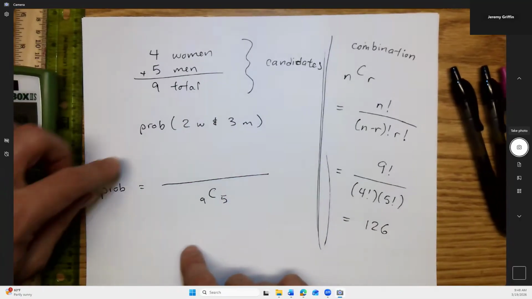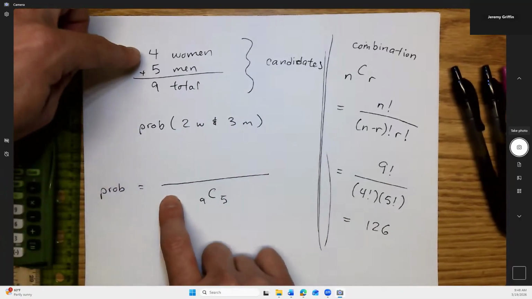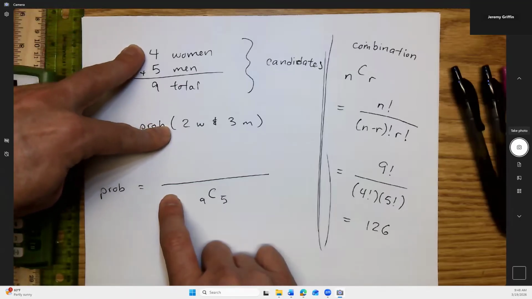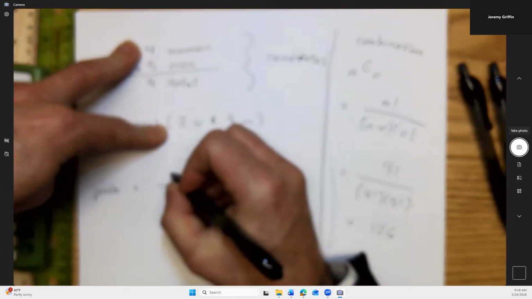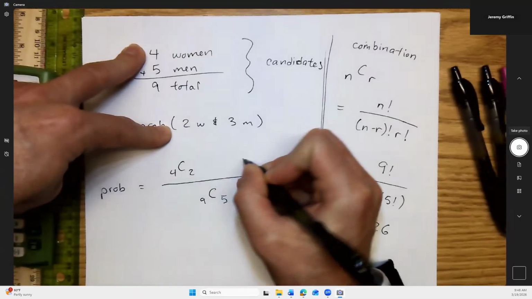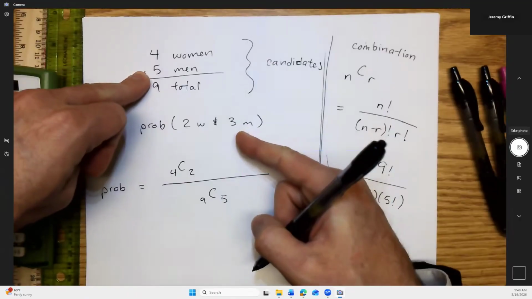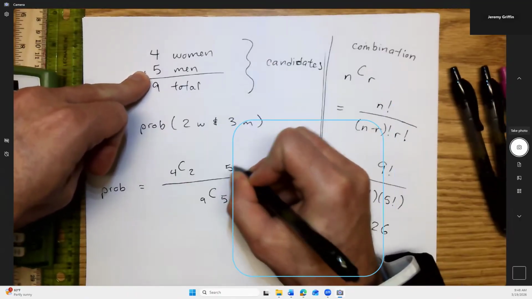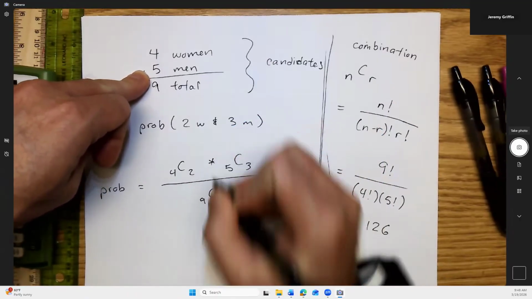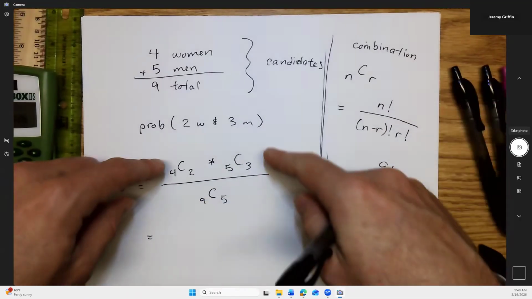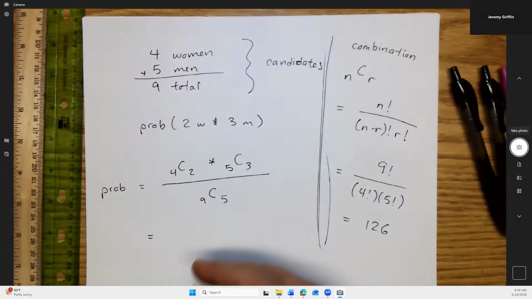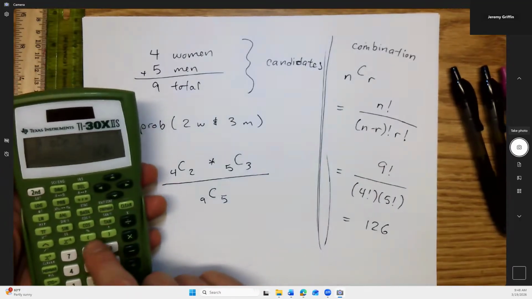Well, I can do a similar thought process up here. Out of 4 women, I want to choose 2 for this particular scenario. So that's 4 choose 2. And out of the 5 men candidates, I want to choose 3. So that's 5 choose 3. And then I can simply multiply it. You could do the same math process and get how many combinations of women and men. Let's put it on the calculator all in one go.